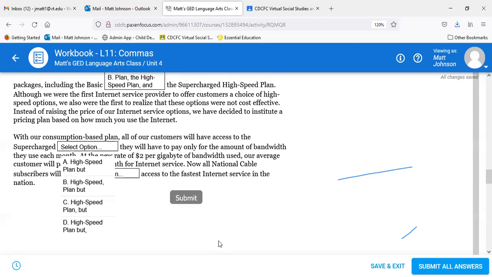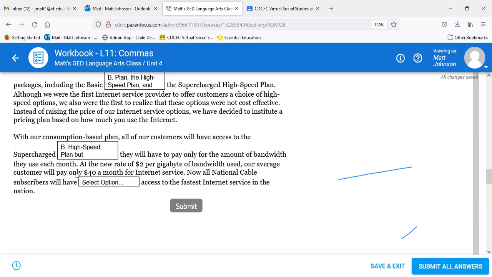Grace, what do we want to use here? C. Yeah, there you go. So that's right. So we're separating again with that but, right? So conjunction there. B. I'm sorry. I said B. I meant C.